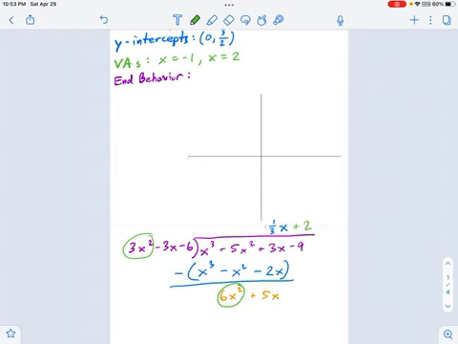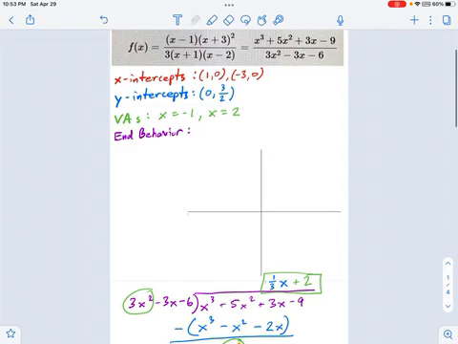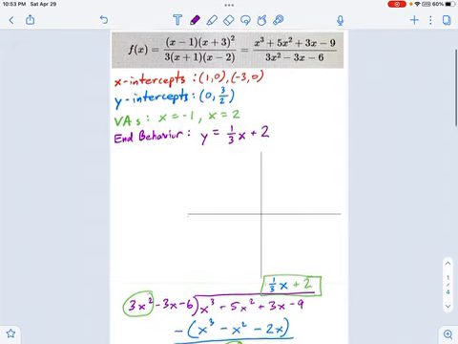Okay, and you can multiply back down at this point, but I don't care about remainders, so this is my oblique asymptote. That is what I need to put in here. So I say y equals 1/3 x plus 2. That's my oblique asymptote. Now, remember why this is oblique.